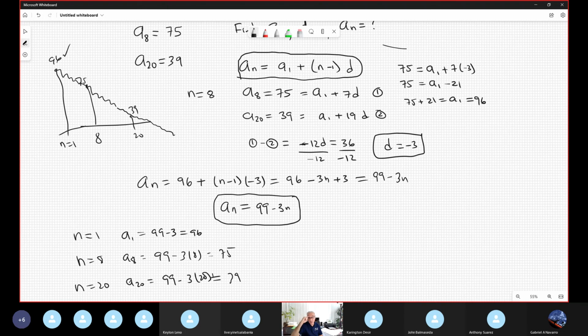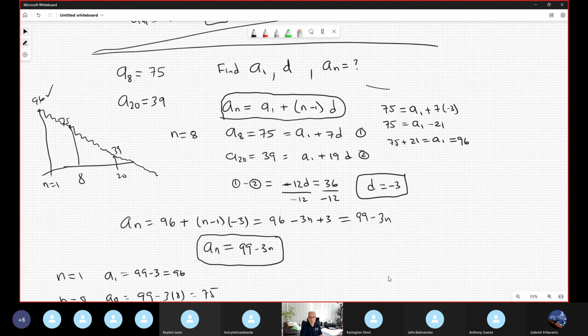So the three answers they want: number 1, find A1, the answer was 96. d is negative 3. And A sub n is that formula, 99 minus 3n. These are the three answers.